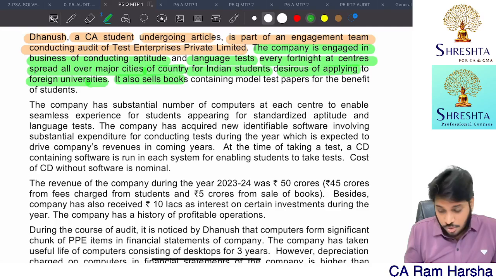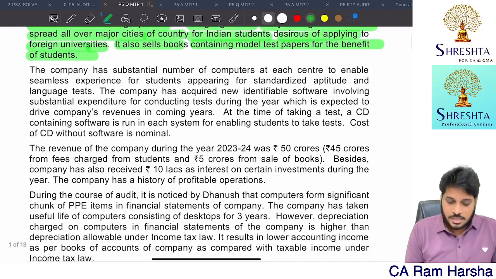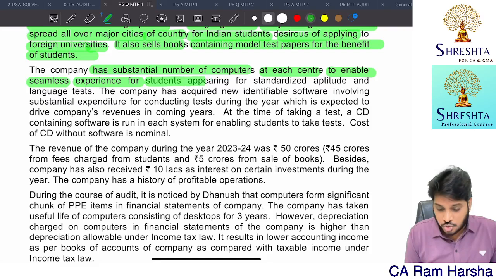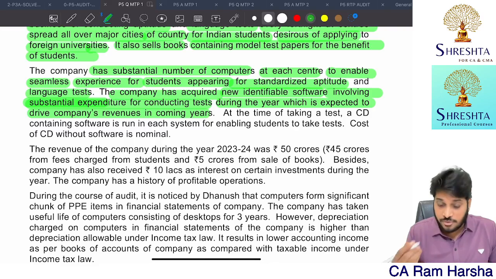It also sells books containing model test papers for the benefit of the students. So they are conducting examinations and they are also selling books. The company has a substantial number of computers at each center to enable a seamless experience for students appearing for standardized aptitude and language tests. The company has also acquired new identifiable software involving expenditure for conducting tests during the year, which is expected to drive the company's revenue. So it's a substantial software expenditure.